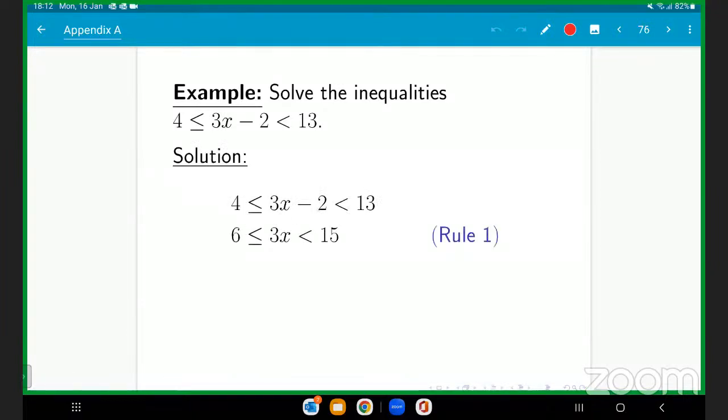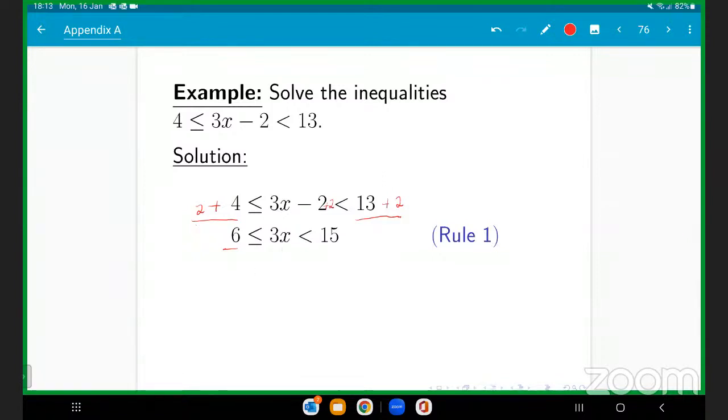What we do is we can add 2 on both sides. So here we will add 2 on the left, in the middle, and on the right-hand side. In the middle, minus 2 and positive 2 cancel. On the left-hand side, 2 plus 4 is 6. On the right-hand side, 13 plus 2 is 15. And so we have this inequality, 6 less or equal to 3x less than 15.